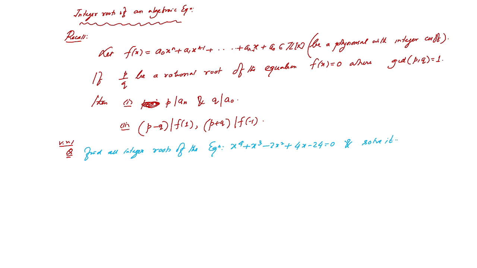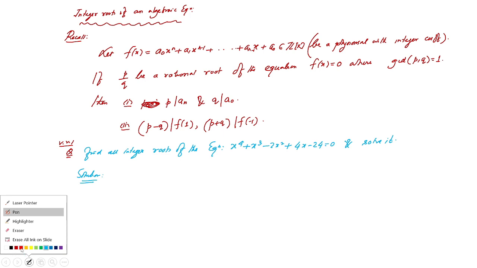That means after finding the integer roots, you will solve the problem, that means you will find out all the roots. So now the question is, what are the integer roots of the equation? That we need to determine first, then we will find out all the roots of the equation. That means solution.